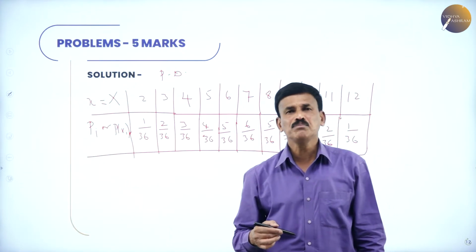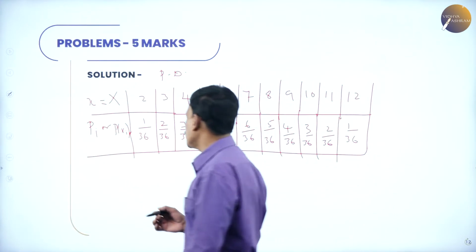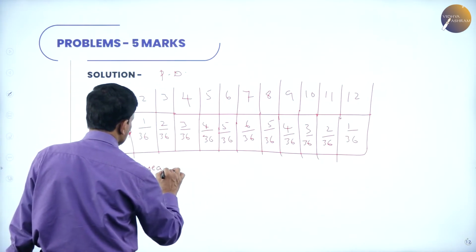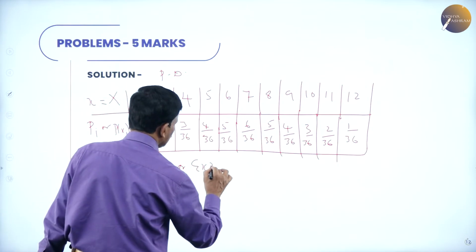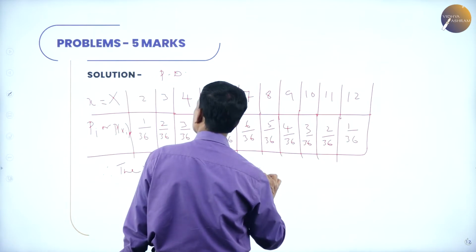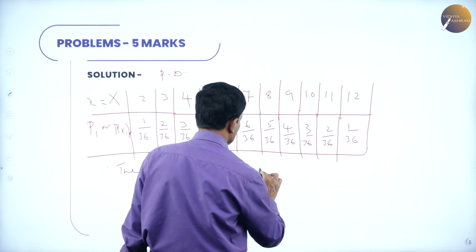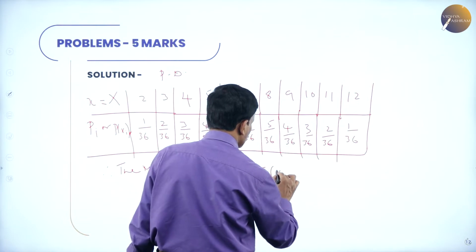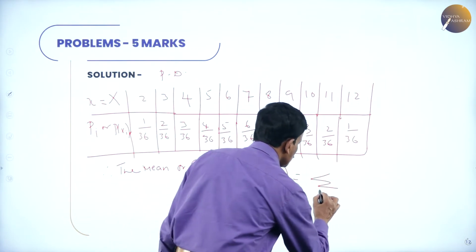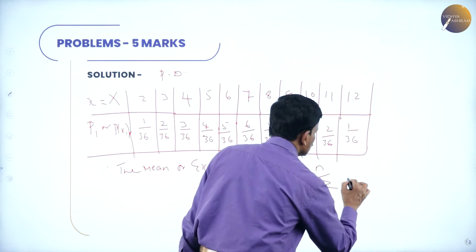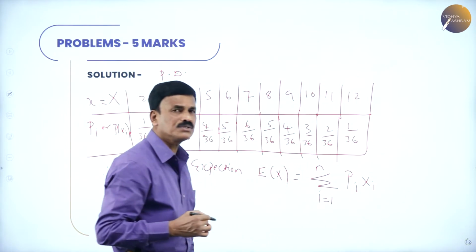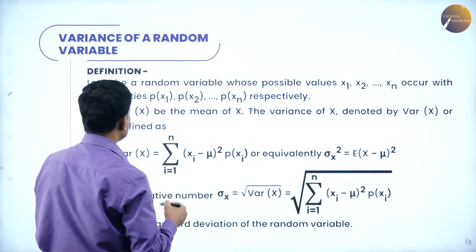Now let us find out the mean or expectation of this random variable. So the mean or expectation is given by E of x is equal to sigma i equal to 1 to n, that is P of i into xi. Now simplify this. What is the answer we are going to get?